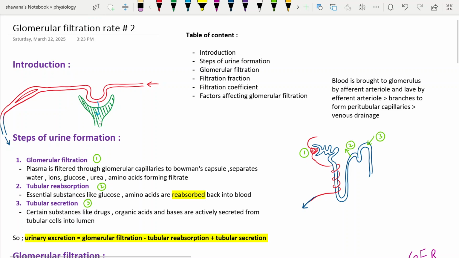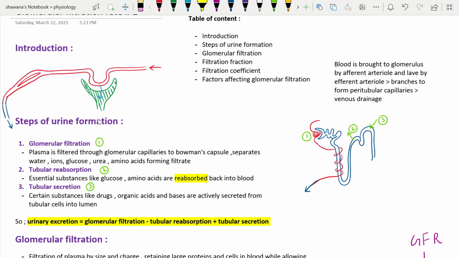Good afternoon, guys, and today we will discuss the glomerular filtration system, the filtration fraction and the filtration coefficient. In the previous lecture, we discussed the glomerular basement membrane and some important points related to that. So let's get started.